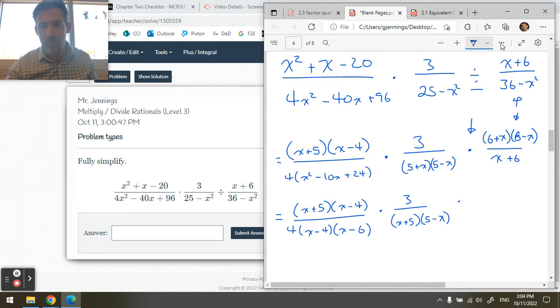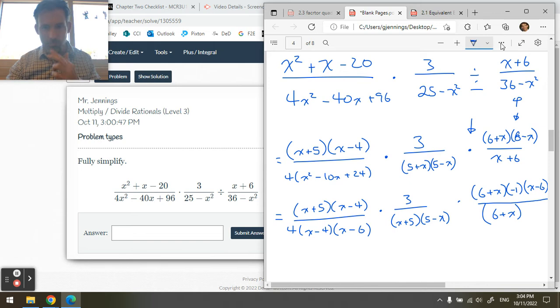Multiplied by, well, I'm going to take 6 plus x and leave it how it is. But I'm going to factor out a negative 1 and flip the signs on the next one. So that'll be x minus 6. Notice 6 minus x is the same thing as negative 1 times x minus 6. Why did you do that, Mr. Jennings? And then I have on the bottom x plus 6. Well, let's write that as 6 plus x.